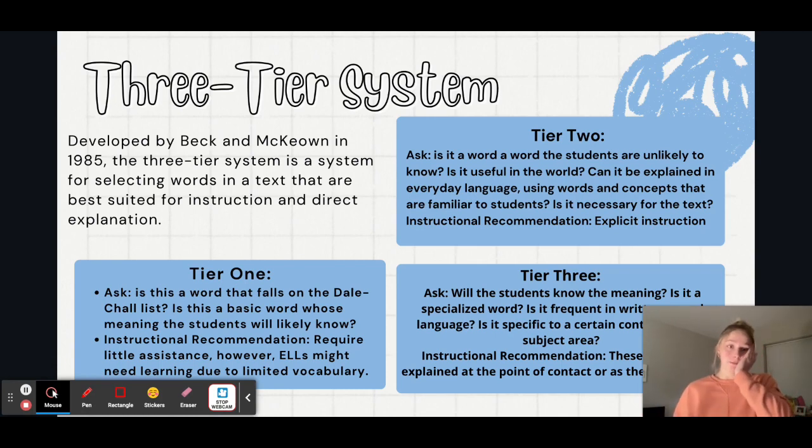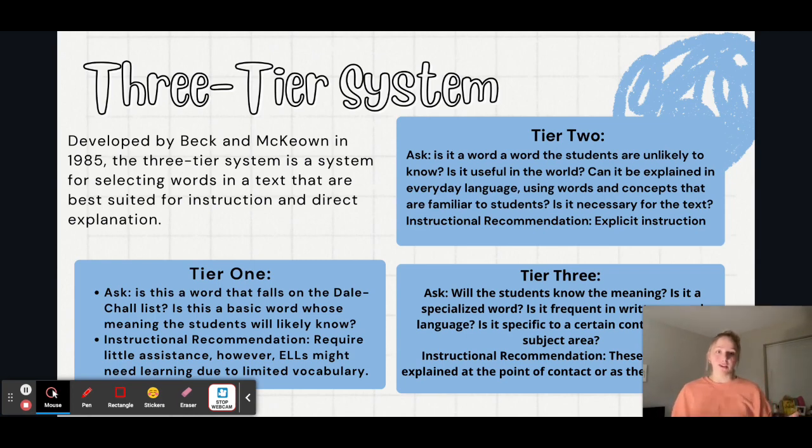So the first tier is going to be the tier that is your basic words, like baby, doll, any of those words that kids probably interact with day to day and they probably already know, and they don't require as much instruction. We also have tier 2 words.